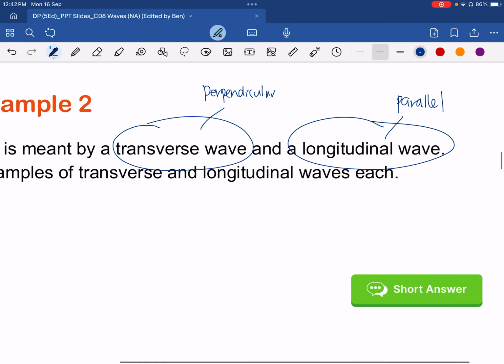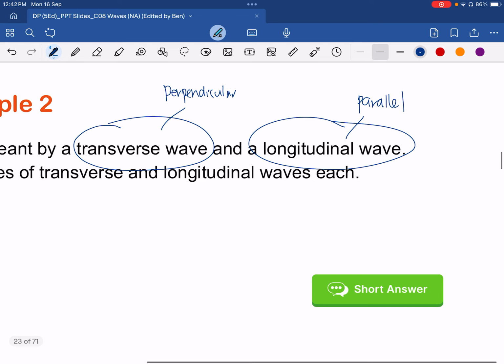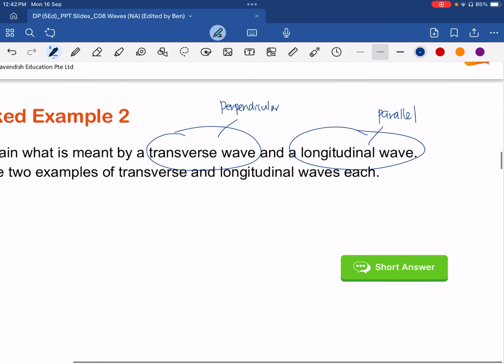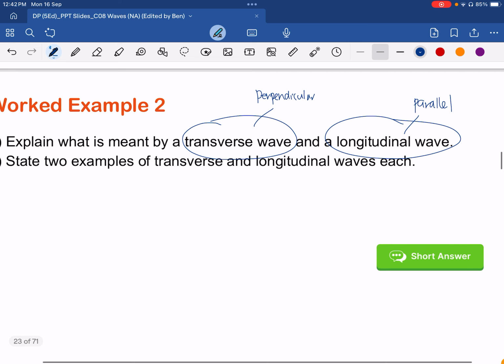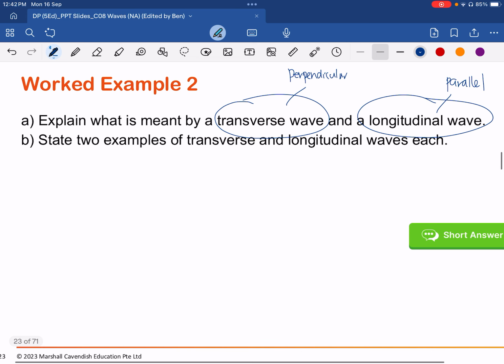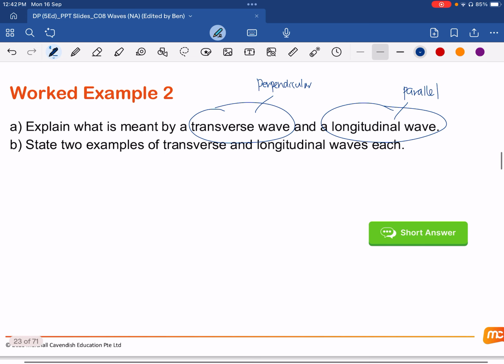But of course, you can't just tell me that it's a perpendicular wave, because what is a perpendicular wave? What is it perpendicular to? You must state it very clearly. Then same thing for longitudinal. You can't just state that it's parallel. What is it parallel to?